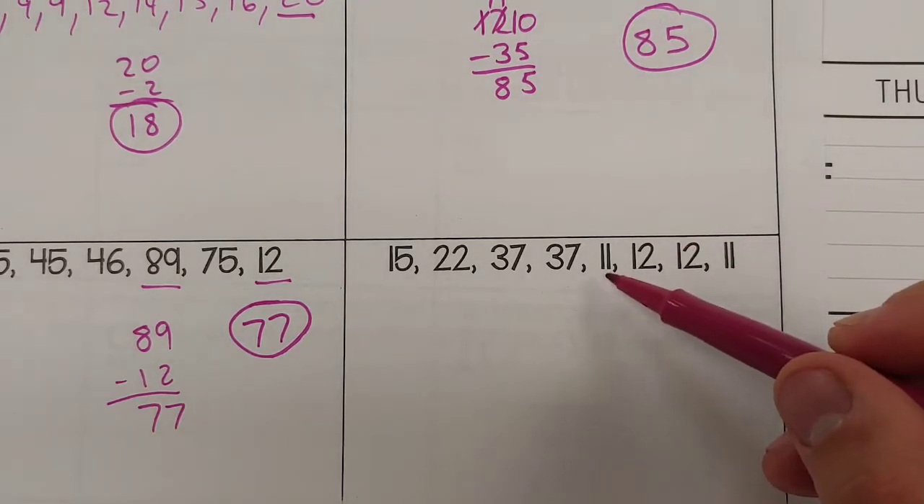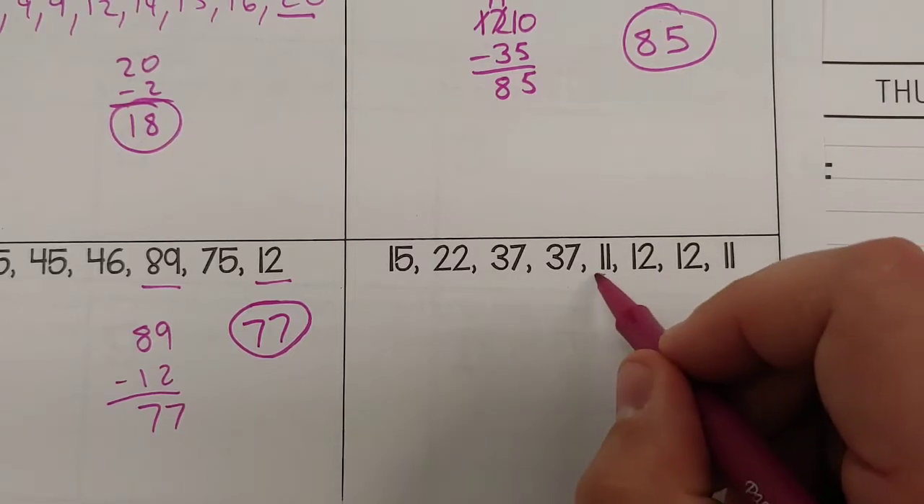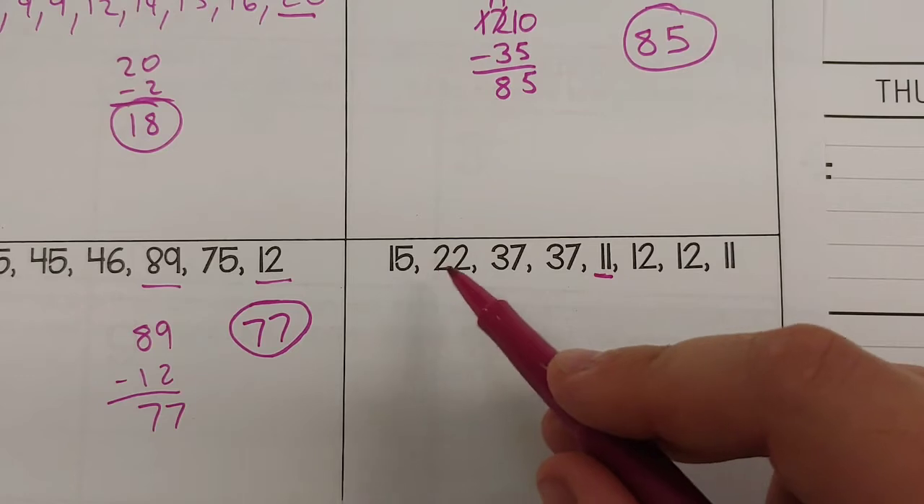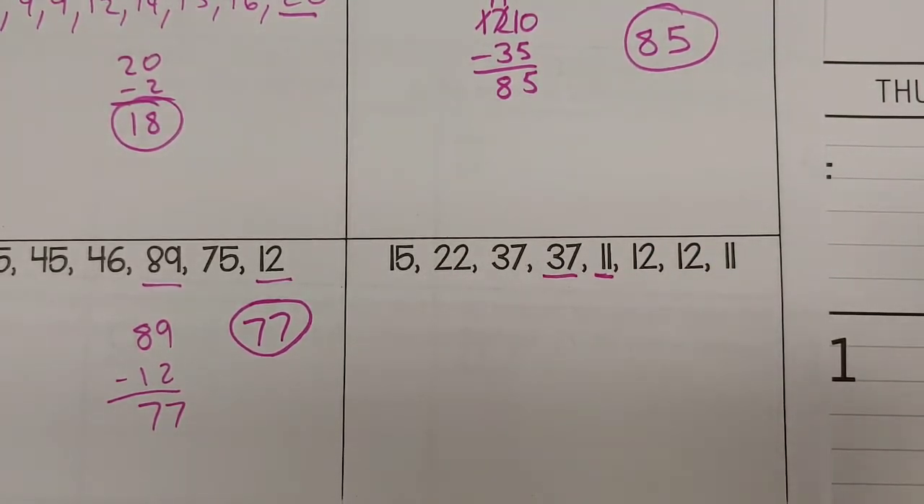Go ahead and look at this last one. So the smallest number I see is 11. There's 2 of them, but it still is the smallest number, so we're just going to take one of those 11s. Then we go 12, 15, 22, 37, and there's 2 37s, so we're going to pick a 37. Doesn't matter which one, they both equal the same thing.